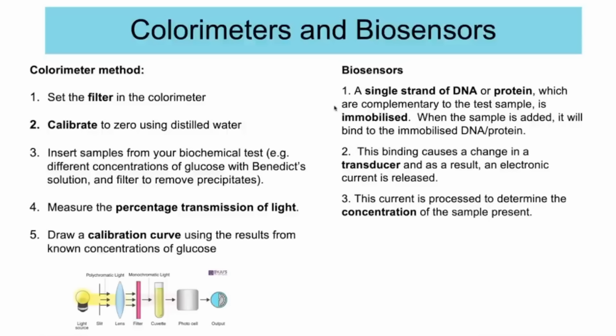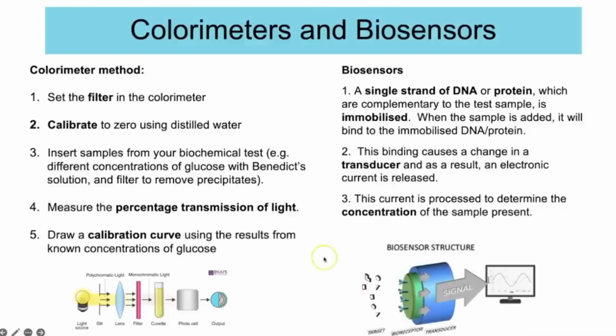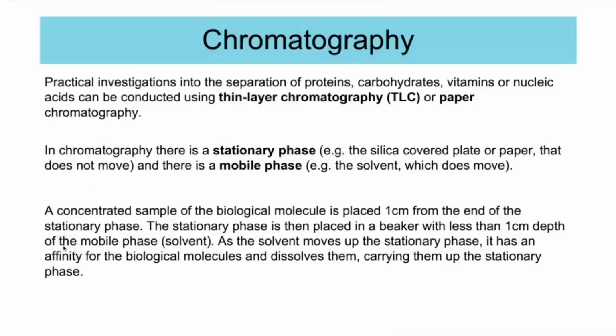You can also use biosensors, and this is when you'd have a single strand of DNA or protein which is complementary to the test sample, and that is immobilized. When the sample is added, it will bind to the immobilized DNA or protein. This binding causes a change in a transducer, and as a result, an electrical current is released. And this current is processed to determine the concentration of sample present. Chromatography can also be used, and these practical investigations are looking at the separation of proteins, carbohydrates, vitamins or nucleic acids conducted using thin layer chromatography or TLC or paper chromatography.